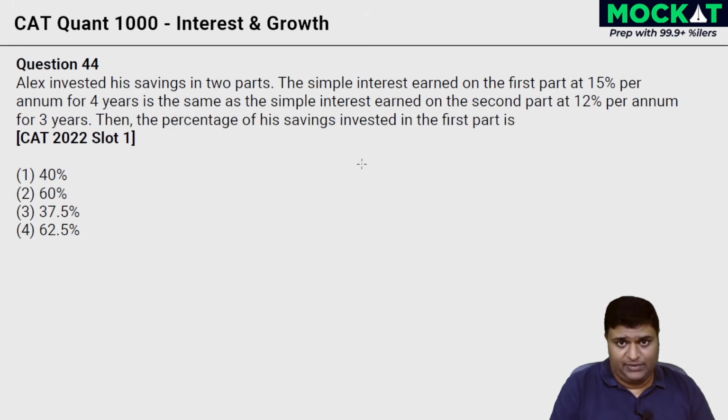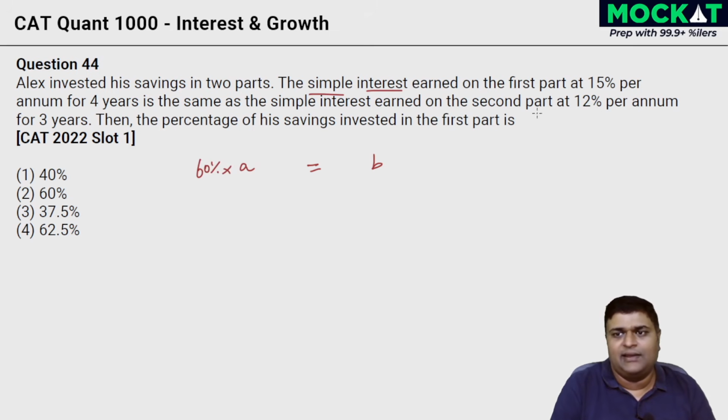Alex invested his savings in 2 parts. The simple interest earned on the first part at 15% per annum for 4 years, okay, is the same as simple interest earned on the second part at 12% per annum for 3 years. Let the 2 parts be A and B. These are being equated right now, right? How is it being equated? 15% for 4 years, right? Every year is 15%. It's simple interest. For 4 years, going to be a total of 60%, right?